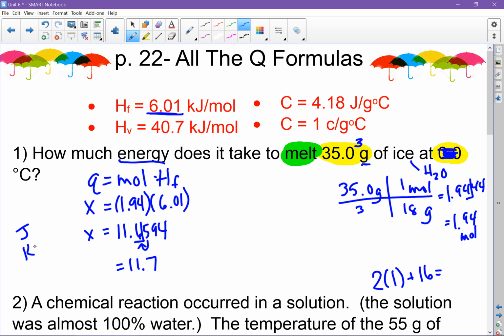Then you have to decide. Energy can be joules or kilojoules, but you don't have to work really hard. You just have to look at what was given. This was 6.01 kilojoules per mole. Because that was in the unit, that's what you will put on your answer. Don't put the mole, just put the kilojoule.